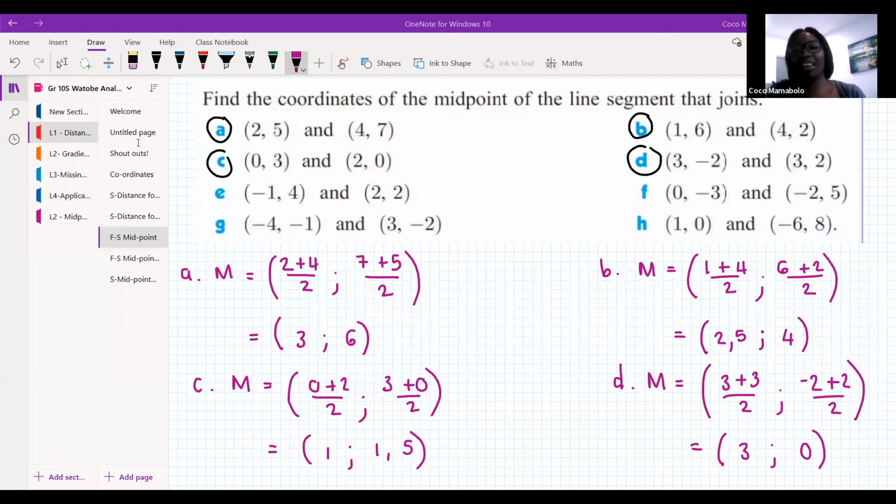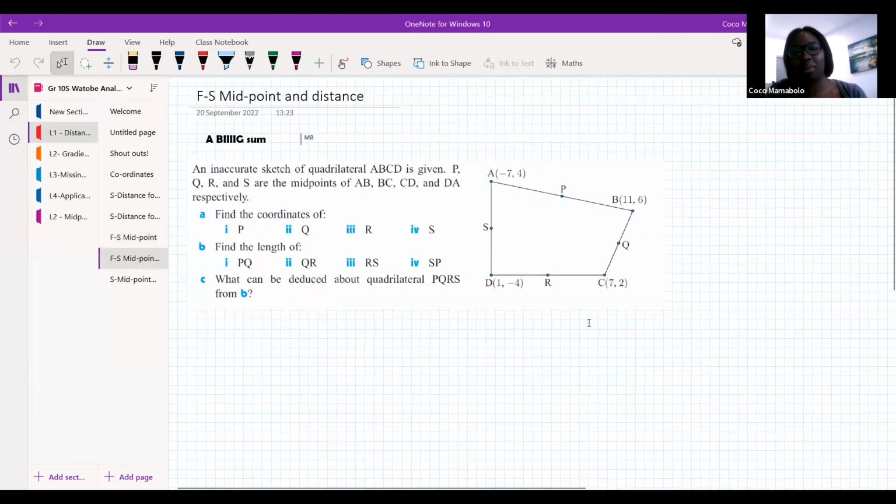All right, we're going to have to see if we can give you guys something a bit more challenging. It's not quite that hard. It's a quadrilateral, and we're going to have to use the idea of the midpoint and the distance formula to figure out what's happening here. It says an inaccurate sketch of quadrilateral ABCD is given. P, Q, R, and S are the midpoints of AB, BC, CD, and DA, respectively. Find the coordinates of P, Q, R, and S.